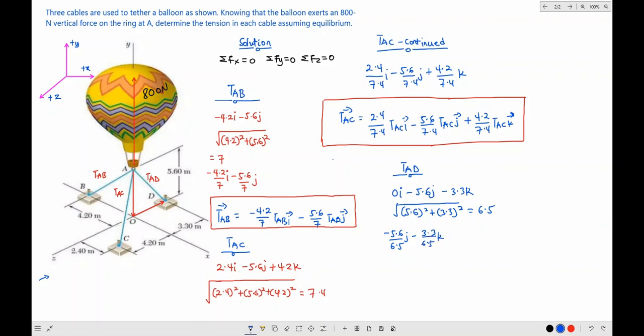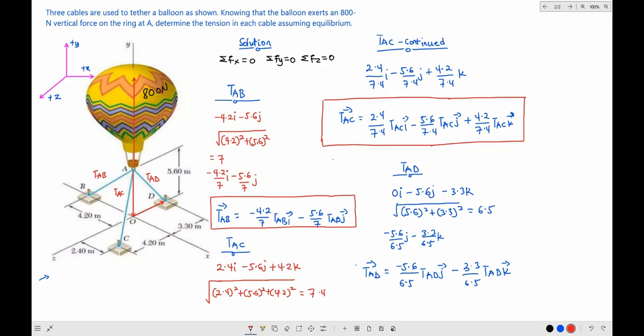Sorry, let's find the component. This is the direction vector. So now let's find the vector force, which would be TAD. For that one, you're going to multiply the direction vector by the magnitude of the force. You're going to have minus 5.6 on 6.5 TAD multiplying vector j, minus 3.3 on 6.5 TAD multiplying vector k. So this is what you have.